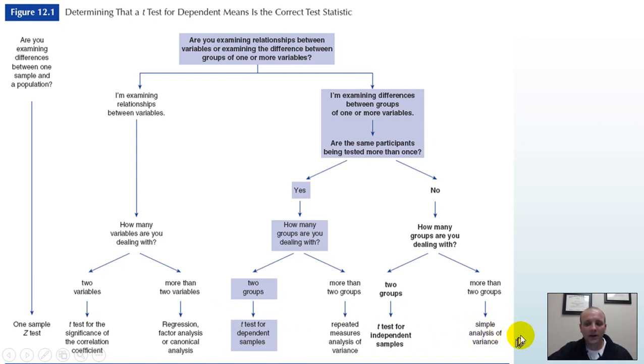We're going to move on to ANOVA, a simple analysis of variance. They call it ANOVA, A-N-O-V-A. And we've already completed the one sample Z test as well.